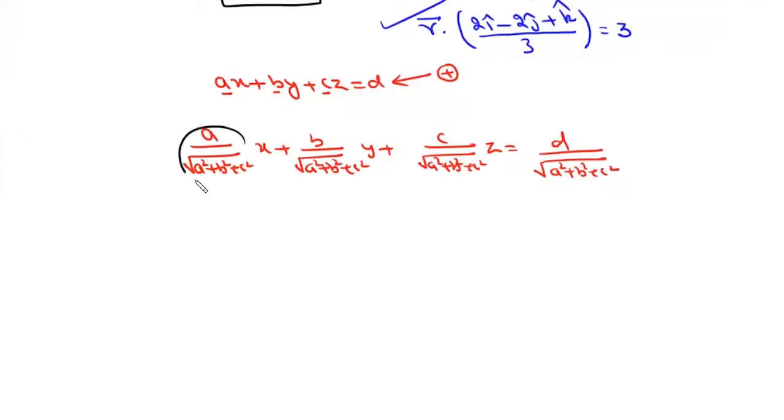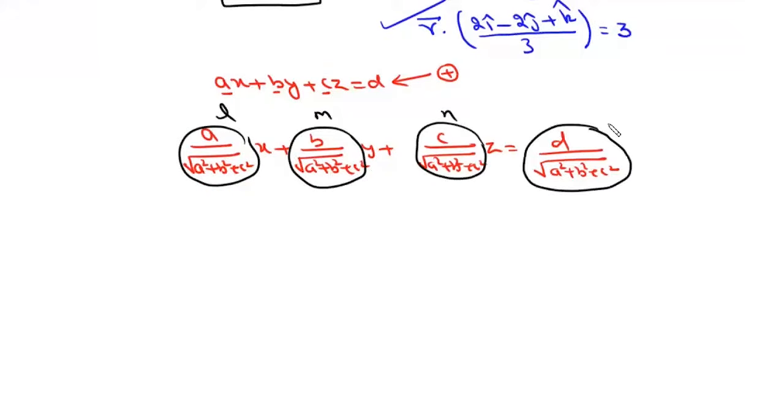Now this is L, this is M, this is N, and this is the perpendicular distance from the origin. So we can convert any equation to normal form.